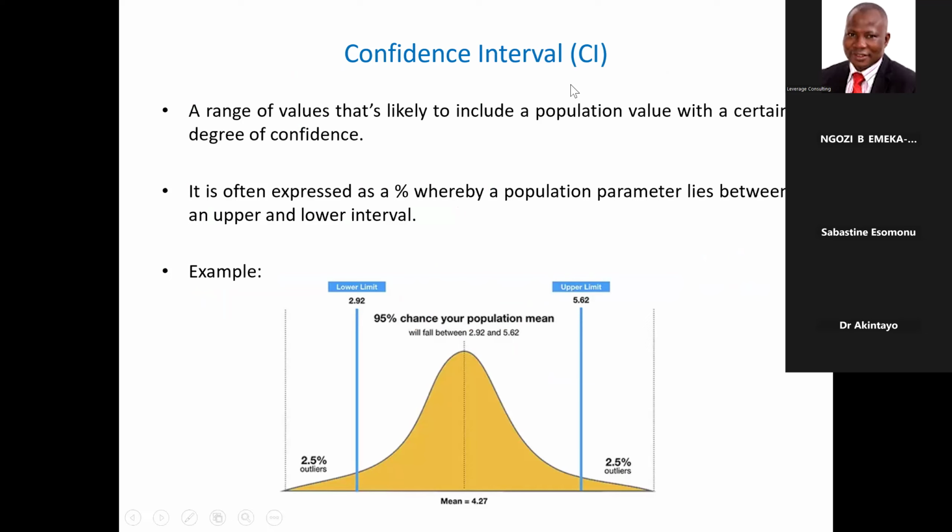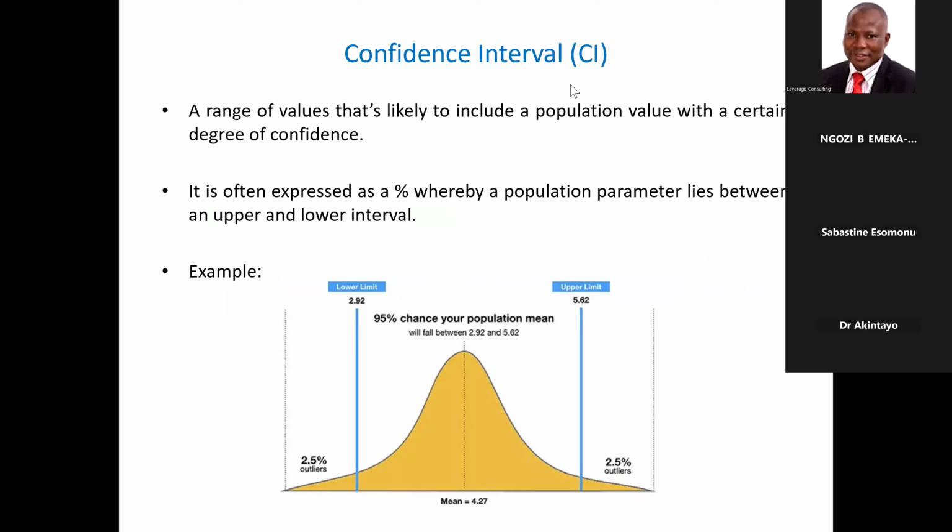So we have already said it's a range of values. The confidence interval is a range of values that are likely to include the population value with a certain degree of confidence. The confidence is expressed as a percentage, whereby a population parameter lies between an upper and lower interval.